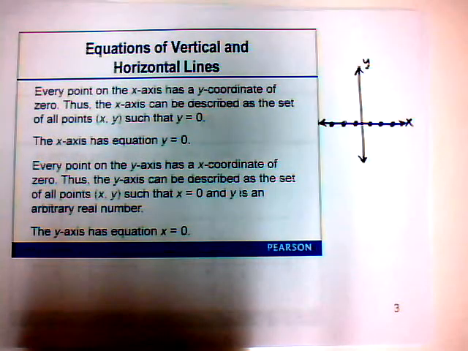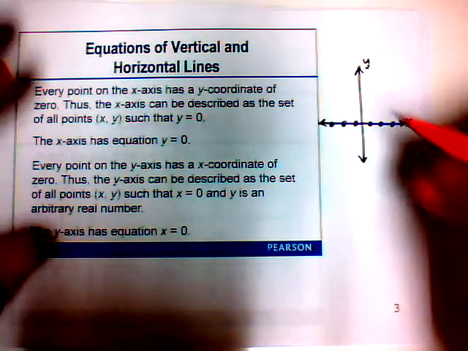And every point on the y-axis has an x-coordinate of 0. That means that the y-axis can be described as a set of all points (x, y) such that x is equal to 0, and y can be any arbitrary real number. So the y-axis will have the equation x is equal to 0.